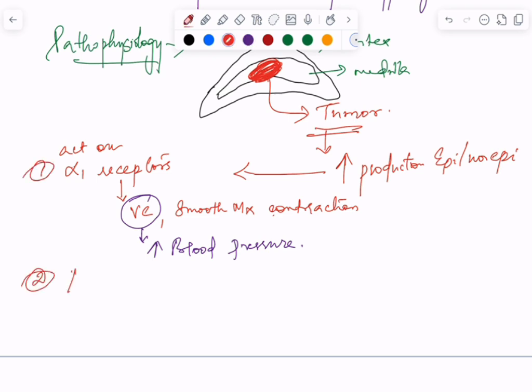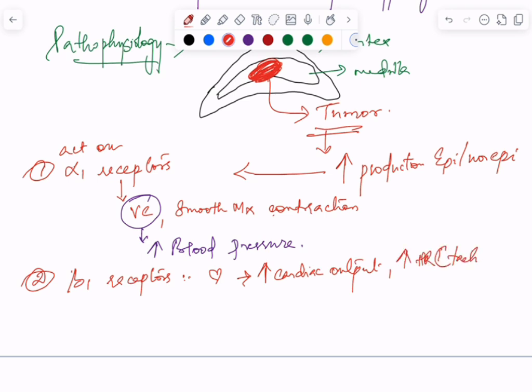And second, it will act on the beta-1 receptor. Beta-1 receptor is present in the heart, and this will increase cardiac output, increase heart rate, we can tell tachycardia, and increase stroke volume. So the beta-1 receptor will increase these three things in our body: cardiac output, heart rate, and stroke volume.